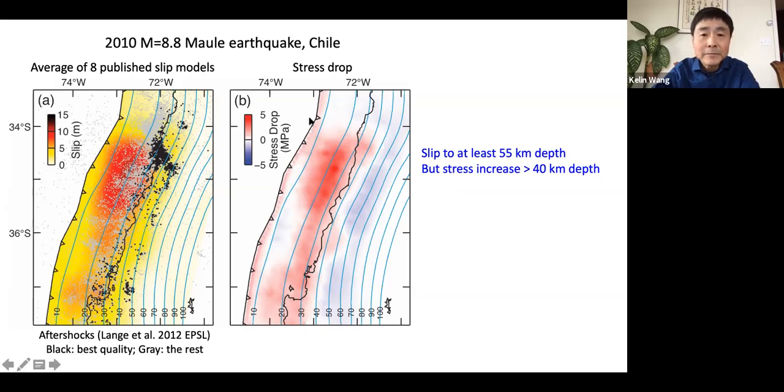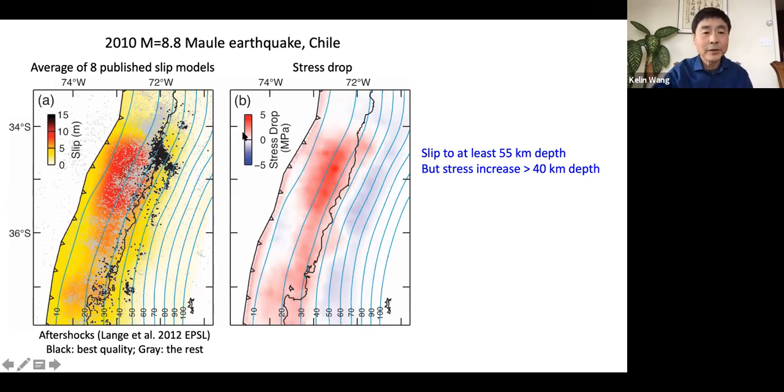However, from the stress drop distribution derived from the same slip distribution, we can see most of the stress drop on the megathrust occurred shallower than 40 kilometers. And deeper than 40 kilometers is stress increase during the earthquake. So it actually tried to resist rupture, it slipped passively, producing stress increase.